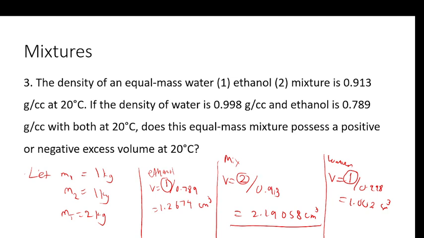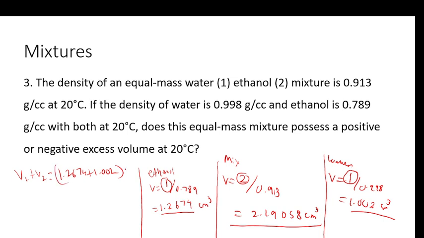But when we have them individually, this is the volume we would get from the ethanol, and this is the volume we get from the water. If we add them, so if I add V1 and V2, that's 1.2674 plus 1.002, all in cm cube. What I'm getting is 2.2694 cm cube.